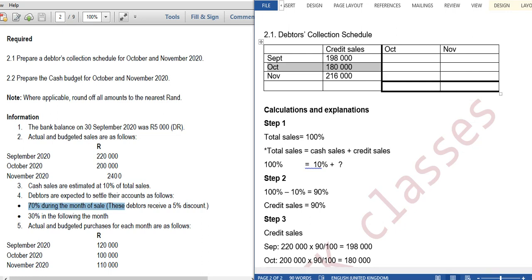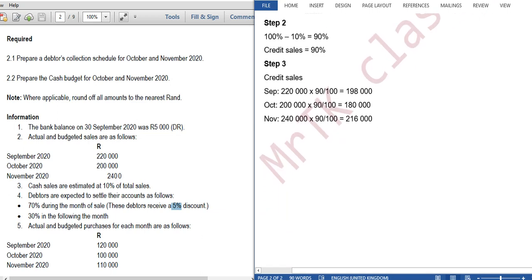But they said these debtors receive a 5% discount. So what we are simply going to record here is the amount that we are going to receive. If we are going to give them a 5% discount, it means that they are not going to pay this 5%. Alright, so how do we calculate this? Let us go down here and say step number 4 and say step.